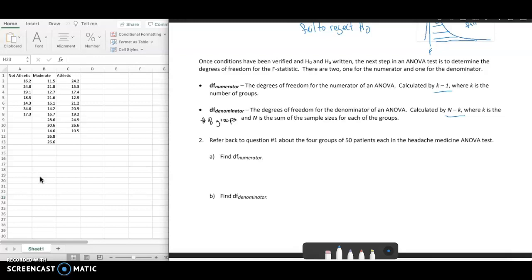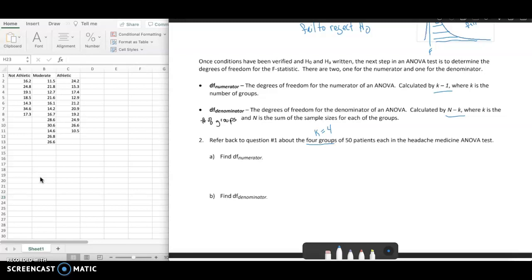It's not difficult. So it says we're going to refer back to question 1 about the 4 groups of 50 patients each in the headache medicine. So we already set up our null and our alternate hypothesis for this one, and we checked all the conditions, and this is just a reminder of the important information that we need for this part. So there were 4 different groups. That tells us k. K is 4 in this case.